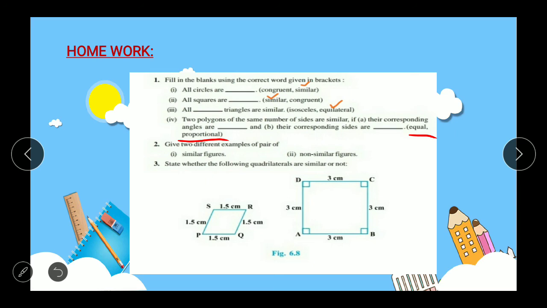Now question number 3, state whether the following quadrilaterals are similar or not. This question you will do yourself, students. You can compare the sides and angles and tell whether they are similar or not.